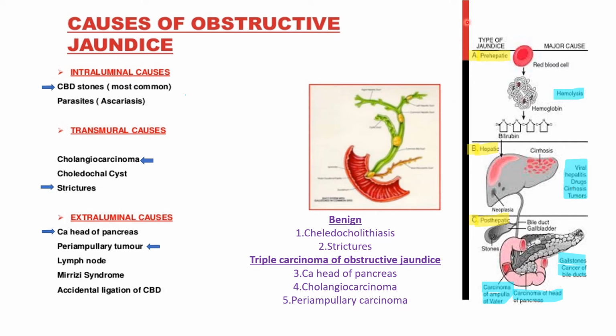The chart on the right clearly shows the different phases of jaundice in patients. Prehepatic is due to hemolysis. Hepatic is due to hepatitis, drug cholestasis, and tumors, and another common cause is cirrhosis of the liver. And posthepatic causes, which I mentioned, are all given here: gallstones and the various tumors.